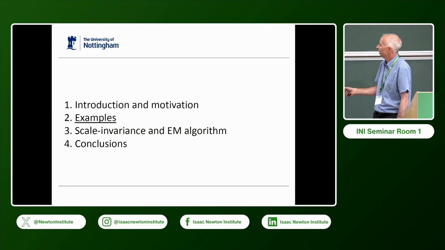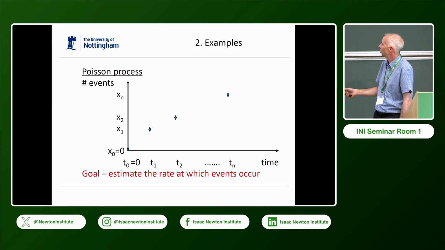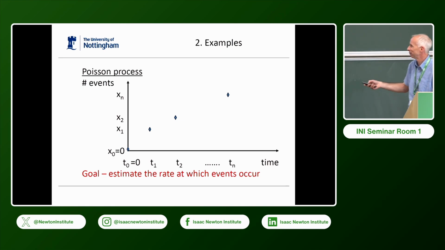Okay, so let me show you now the kind of thing that you might end up doing. So here's some data. So here's time, 0, t1, t2 up to tn. Here are some observations, x1, x2, and I'm going to think about a Poisson process. So this is the number of events you've seen so far. So these values are going up, right? They're not allowed to go down, otherwise it's a very silly model.